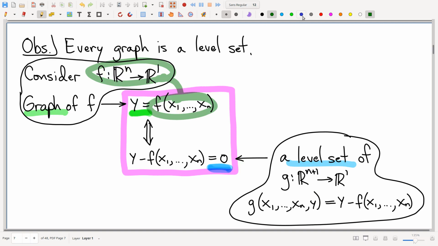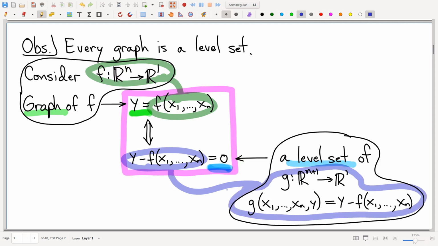The resulting function for which I have one of the level sets is not f. Look at this function right here: y minus f of x1 through xn. This is not f. In this equation, I am not taking a level set of f. Different function, different formula. It depends on y. Y is one of the input variables here. It has more inputs.